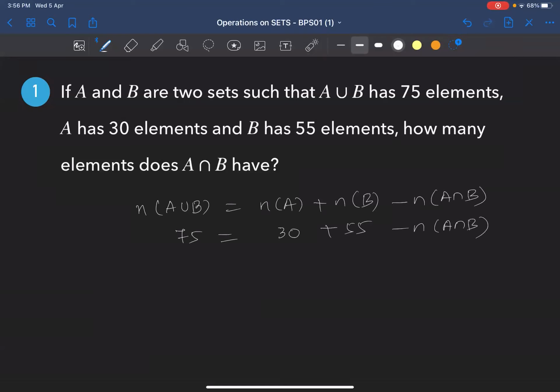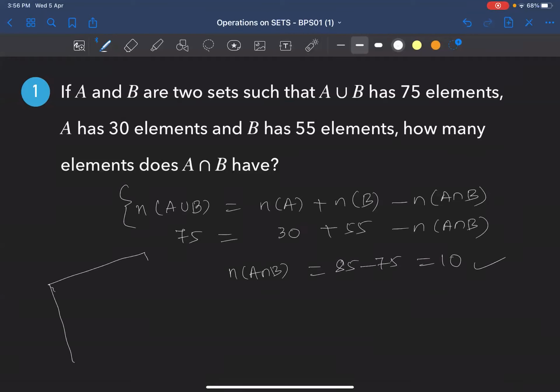So 30 plus 55 is 85. So the number of elements in A intersection B will be 85 minus 75. That is 10. Very good. Yes, that is correct. And if you don't want to use this, you can always draw the Venn diagram.